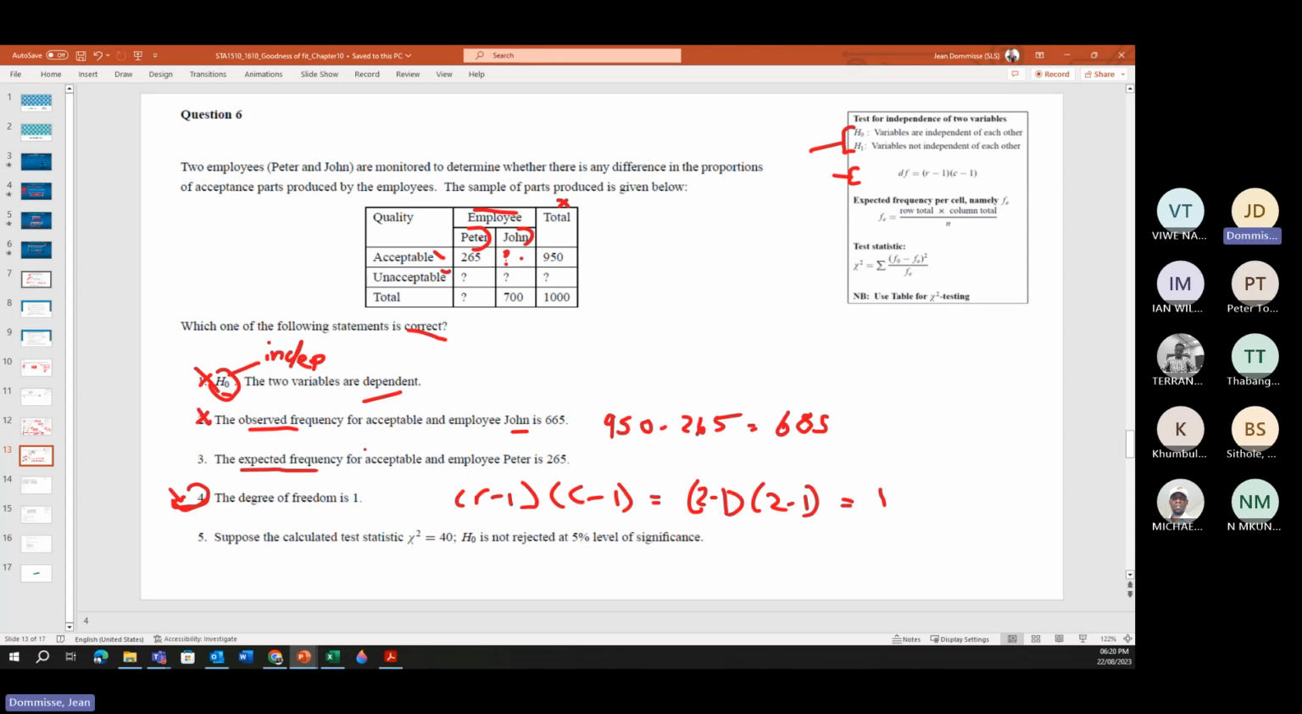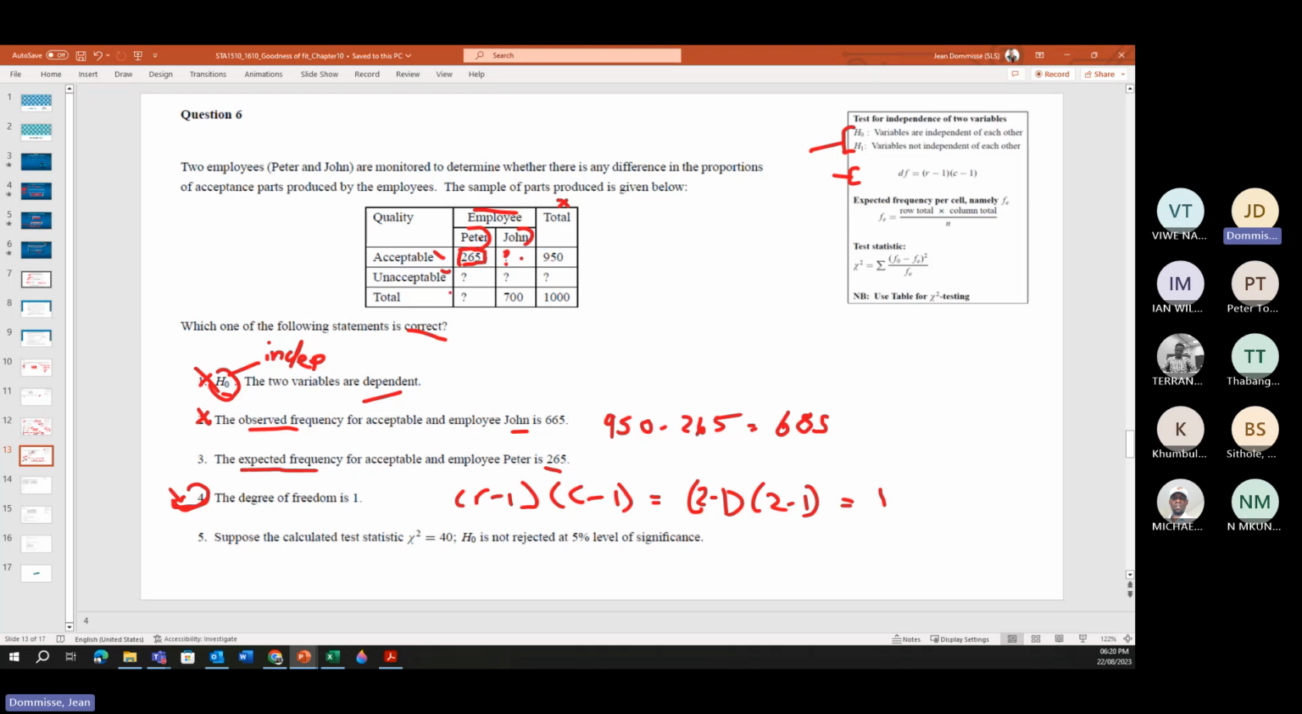The expected frequency of acceptable and employee Peter. Okay, so they're looking at that one. So the expected frequency. So 265 is the observed value. Let's see if it is also the expected frequency. It might be the same, but let's work it out.